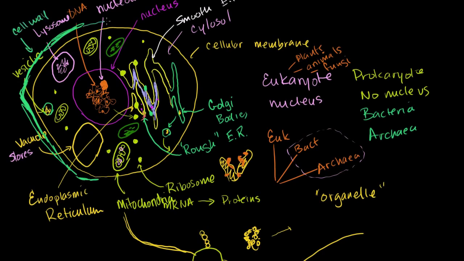Cell wall. This is in non-animals. And in plants, it's made out of cellulose, not cellulite. Cellulose, that used to confuse me. So this gives extra rigidity or form to the cellular membrane.